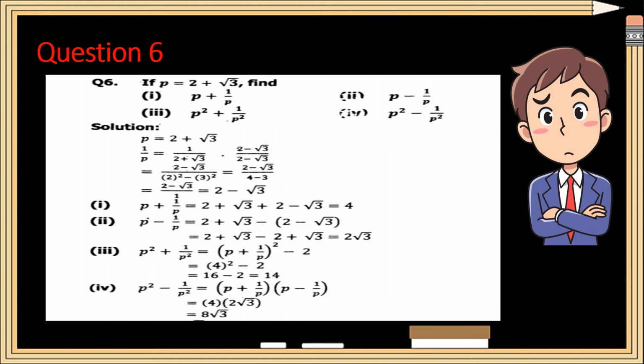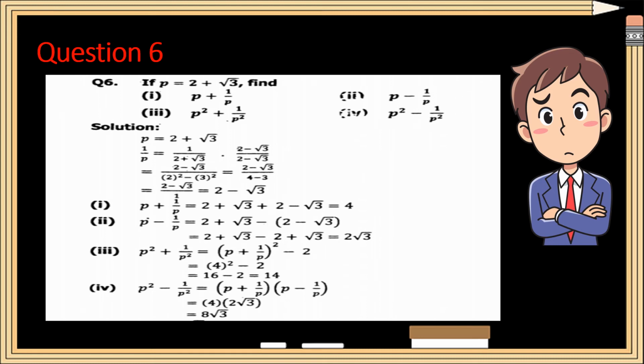And now we will get 2 minus square root of 3 divided by 2 square minus 3 square. So now you will be left with 2 minus square root of 3 divided by 1, which is 2 minus square root of 3. Now you have the values of p and 1 over p. You can write the value of p plus 1 over p. How can we write it? Replace the value of p.